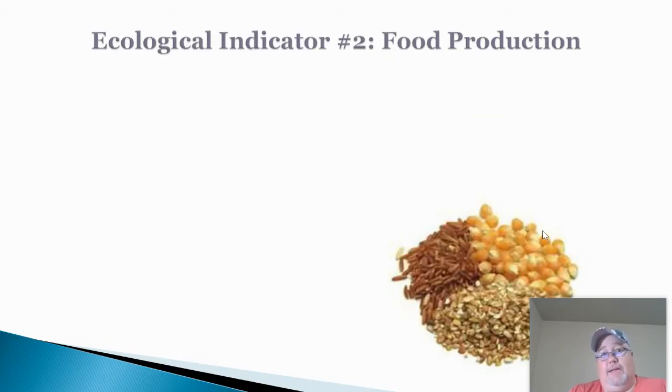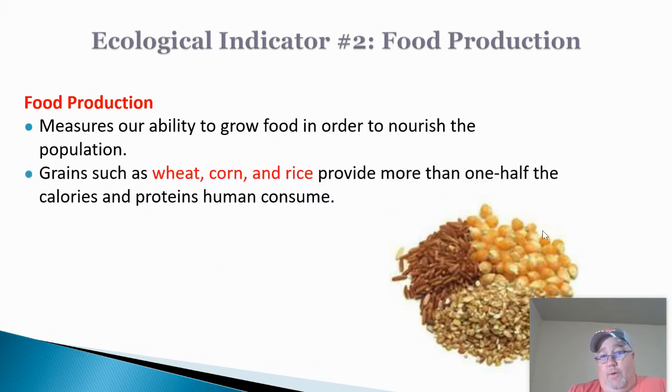All right, ecological indicator number 2, food production. We can look at our planet and see, how are we going to feed everybody here? Right now we've got about 7.5 billion people on our planet. Half of the calories that people consume comes from three things: wheat, corn, and rice. So that includes every one of you. 50% of the average human diet is coming from basically three plants.